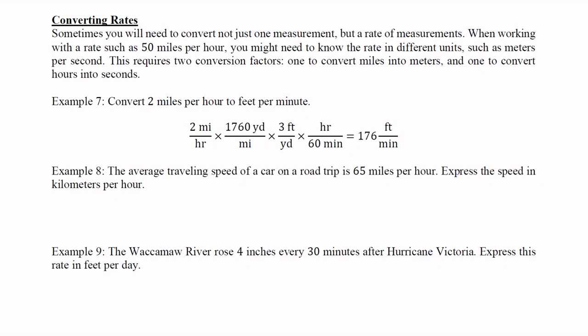Now in example 8, the average traveling speed of a car on a road trip is 65 miles per hour. Express the speed in kilometers per hour. So here, we don't have to worry about converting hours, but we do have to convert kilometers. So we've got 65 miles per hour. We use our conversion factor, putting miles on the bottom so it will cancel. And then we multiply across the top and get approximately 104.6 kilometers per hour.